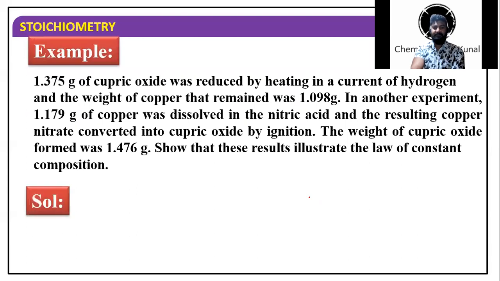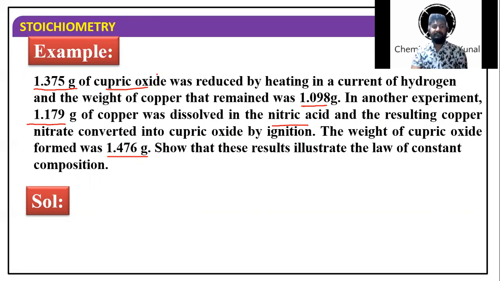So look at this question here. Don't get scared by looking at the size of the question. It's a very easy one, just read it. 1.375 grams of cupric oxide was reduced by heating in a current of hydrogen, and the weight of copper was determined as this much. In another experiment, this amount of copper was dissolved in nitric acid, and we got copper nitrate, converted to cupric oxide by ignition. The amount of cupric oxide was 1.476. Show that the results illustrate the law of constant composition or definite composition.